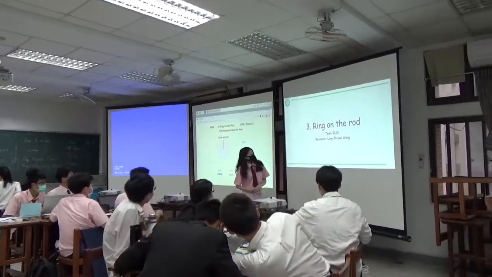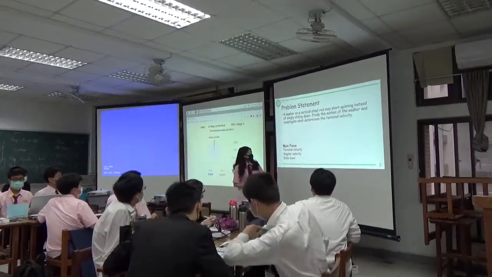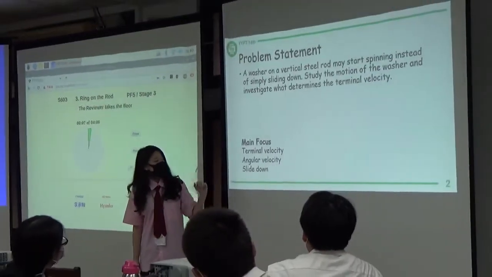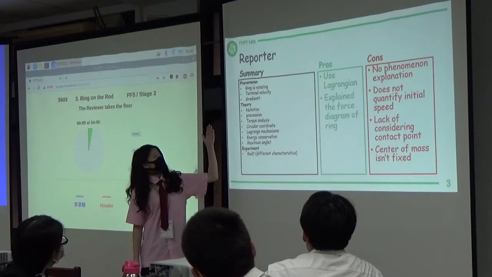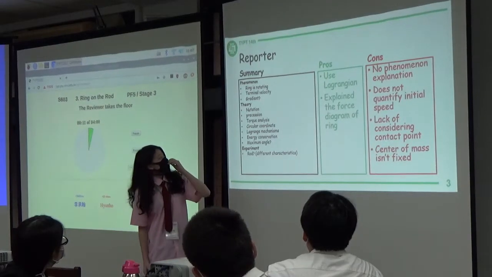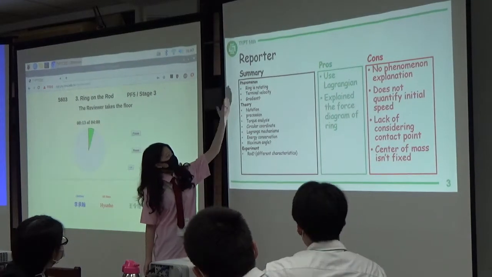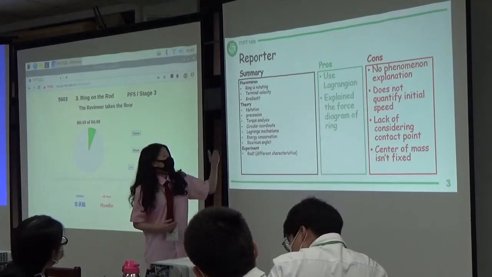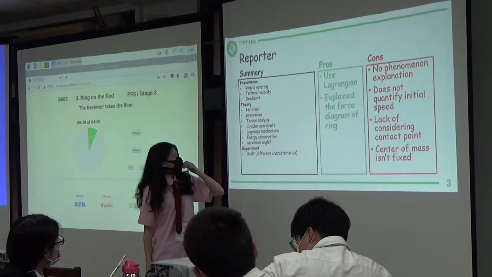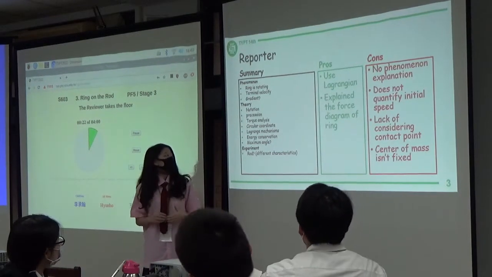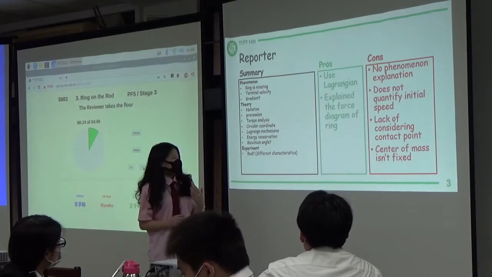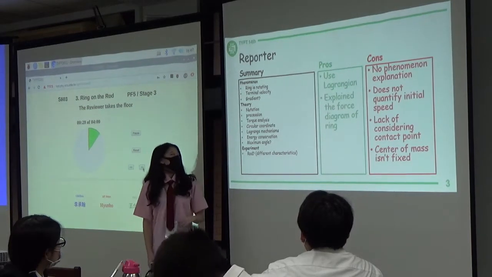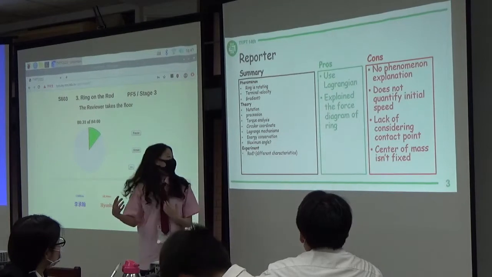Opponent. I'm the reviewer of this question. Here's the problem statement, and we mainly focus on the terminal velocity, the angular velocity, and the sliding down of the washer. Here's the summary of the reporter: he explained the phenomenon and the terminal velocity, and in the theory he included the notation, the process, and the torque analysis, and he also did some circular coordinates and some energy conservation and the maximum angle of the washer.